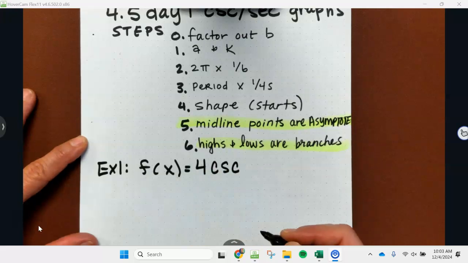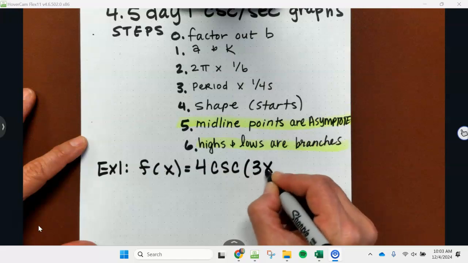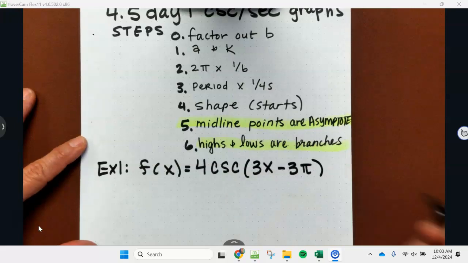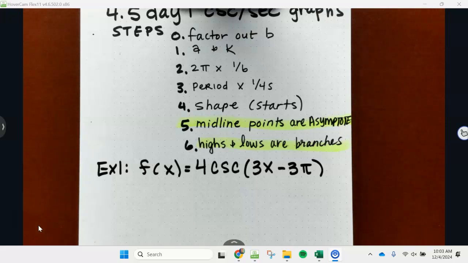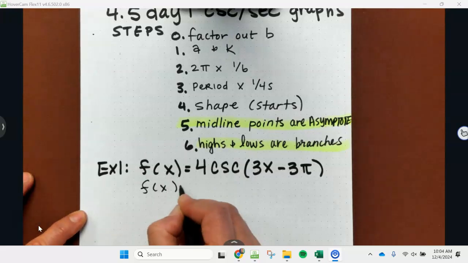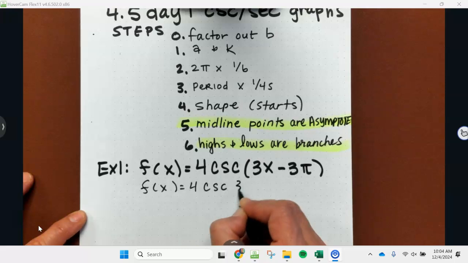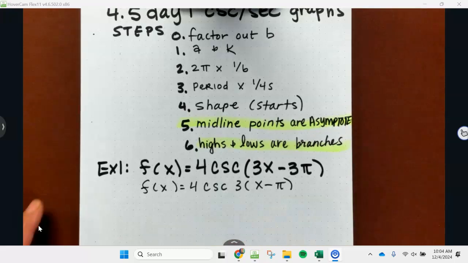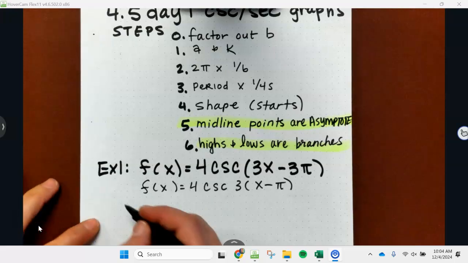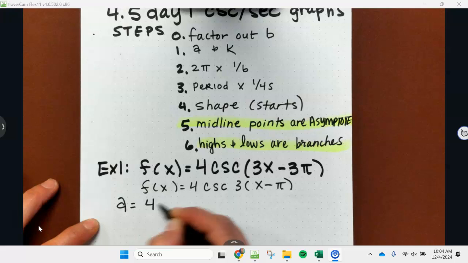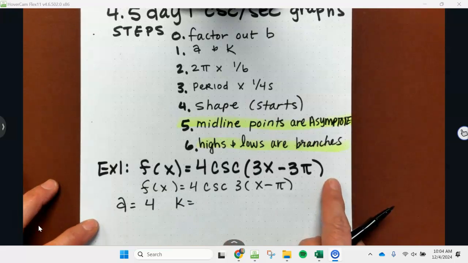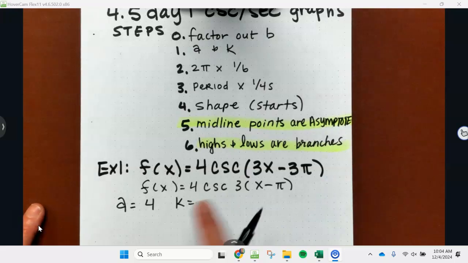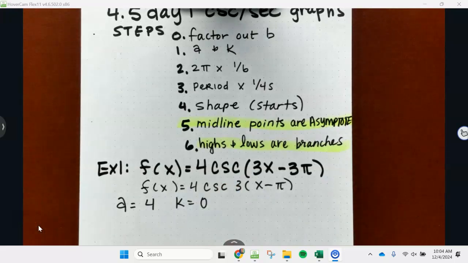We're going to do a cosecant graph first. All right, so 4 cosecant in parentheses 3x minus 3 pi. All right, guys, let's go ahead and factor out that b value. All right, now we're rolling a and k. Your a, your amplitude, is 4. Your k value, there's nothing written there. What number means nothing? Your midline is 0 for this first example.